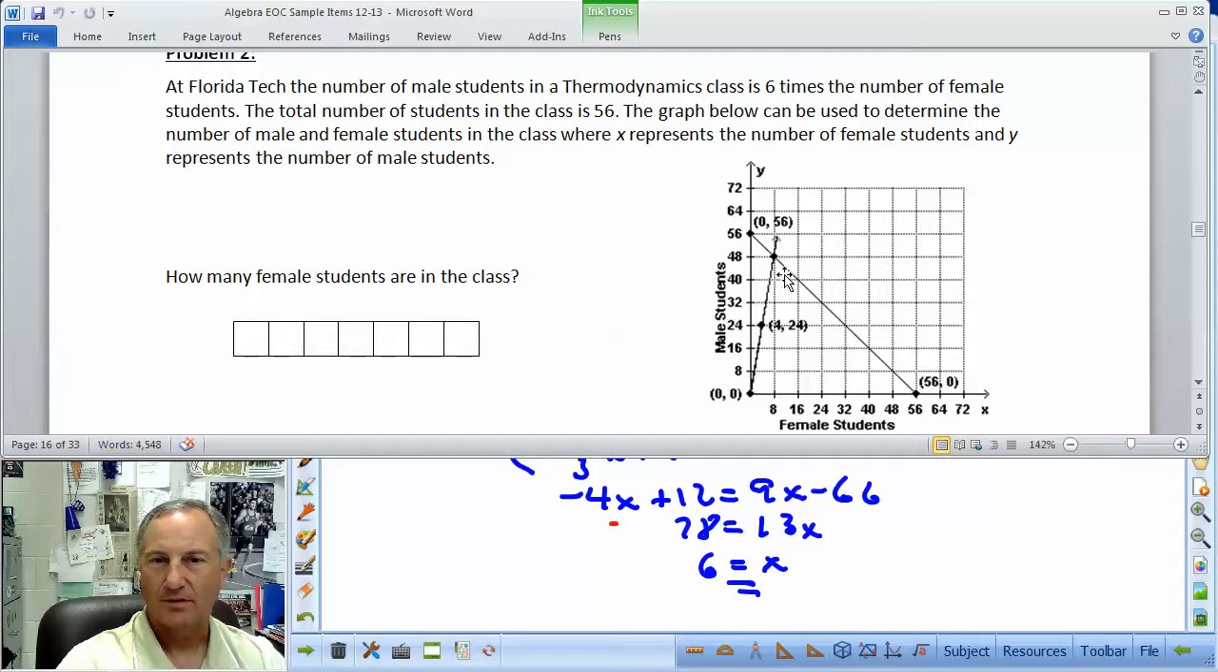So again, we're looking at the intersection here, and you can use the graph. In this case, you can clearly see that the intersection is at (8, 48), so it's 8 female students just from the graph. Put the 8 here or put the 8 here, that's fine. Okay, so we're solving this one graphically and they already gave it to us, so we're good. Moving on.